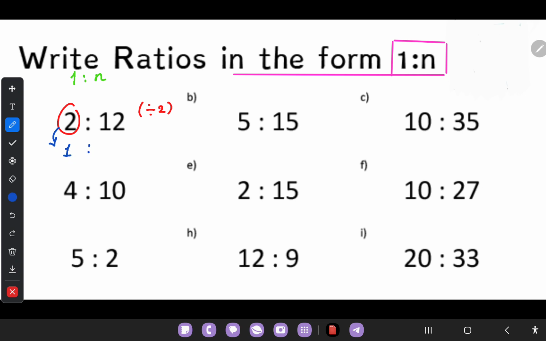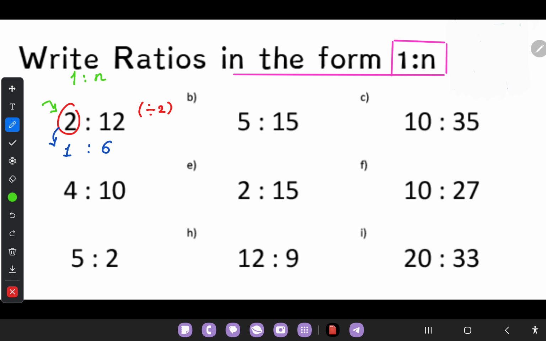And then, as we do with the first term, we do the same step with the second term. So we can divide 12 also by 2 to be 6. So here we convert the first ratio, which is 2 to 12, to another ratio in the form of 1 to n, which is equal to 1 to 6. So what we do here, we only divide by 2 to make the first term, which is 2, equal to 1. Okay?